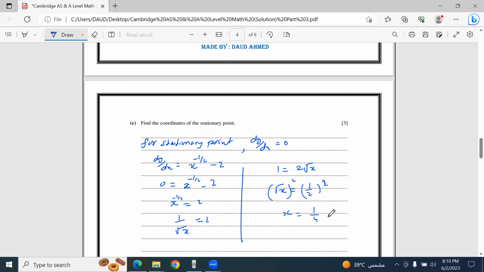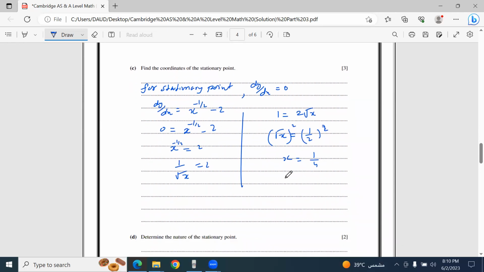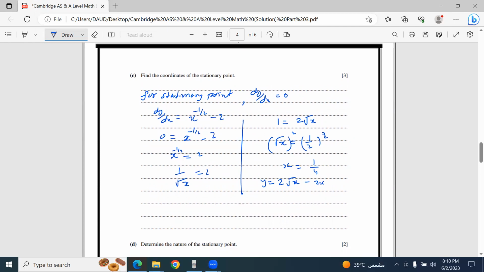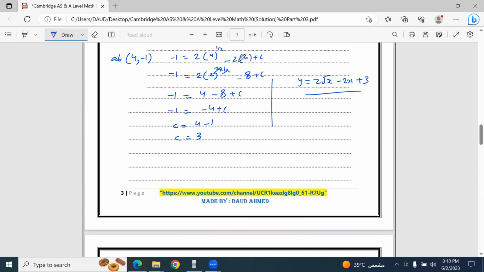So at this value of x, what is the value of the curve? And we know that the curve is y is equal to 2 square root of x minus 2x. What was that? Plus 3 or minus 3? We can check back. Yeah, plus 3.